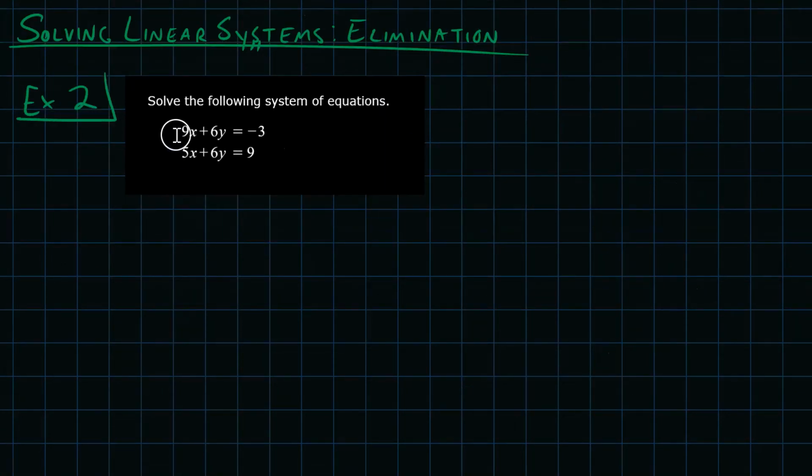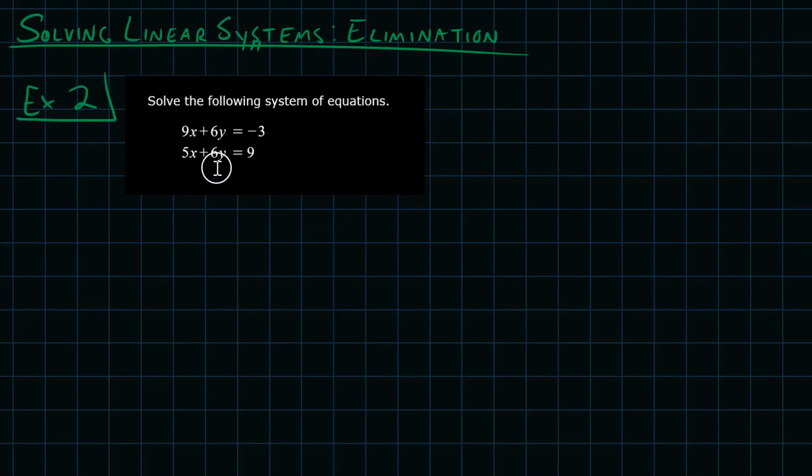In this system of equations, we have 9x plus 6y is equal to negative 3, as well as 5x plus 6y equal to 9. Now you might notice in this situation, y values once again have the same coefficient, but this time they don't have the opposite sign. So what you might sometimes need to do is multiply one of the equations by a number to make it work for our elimination method.